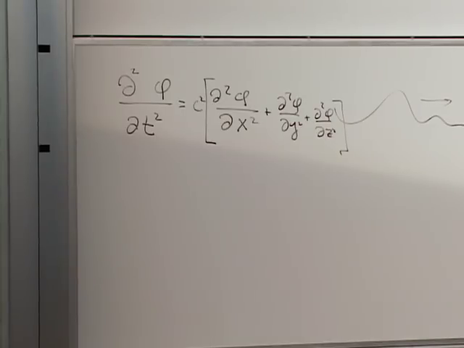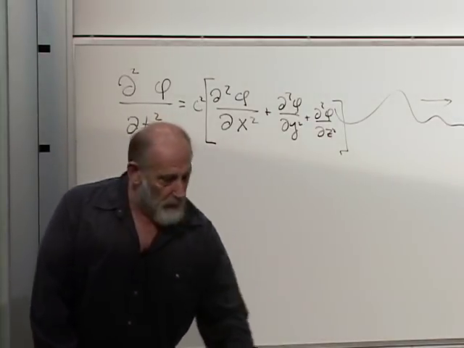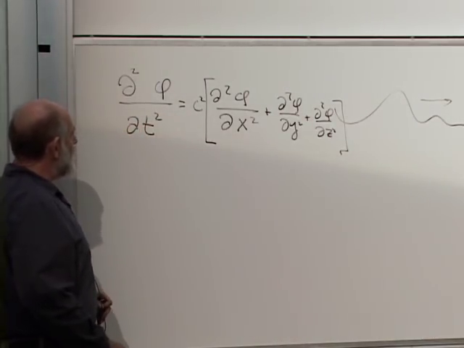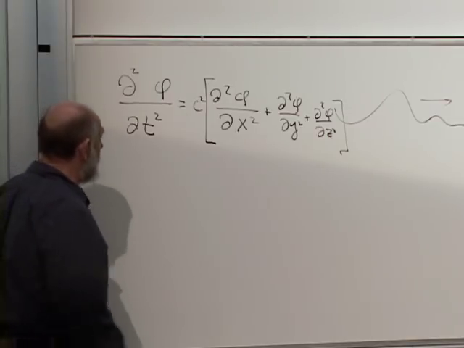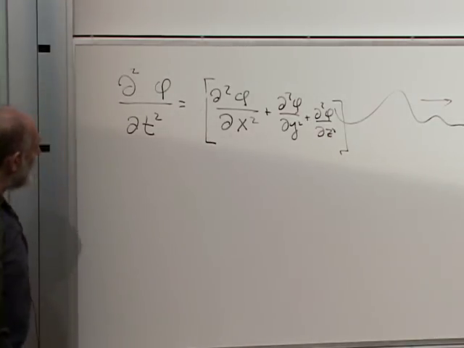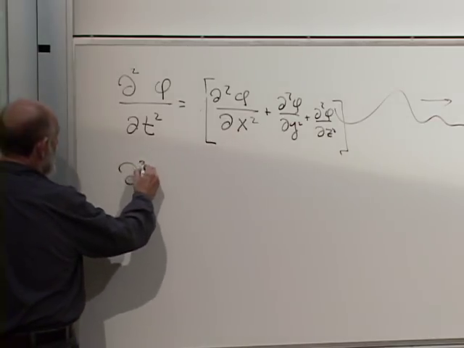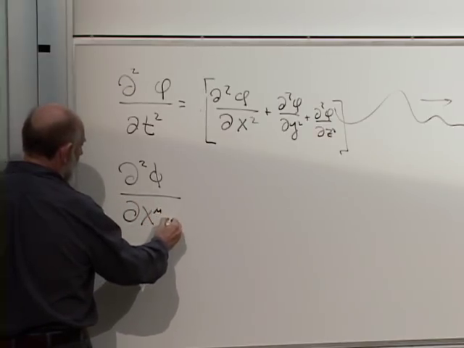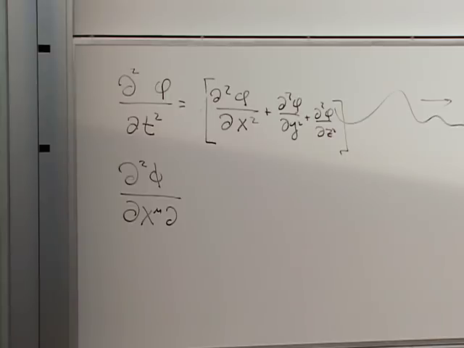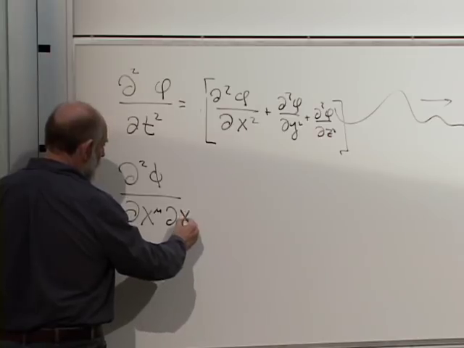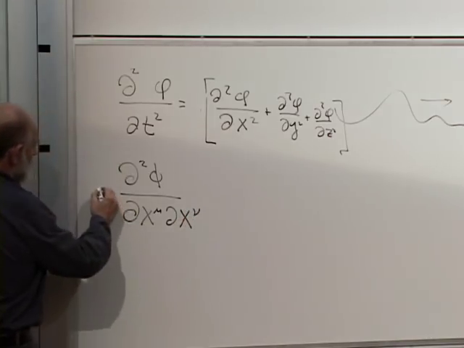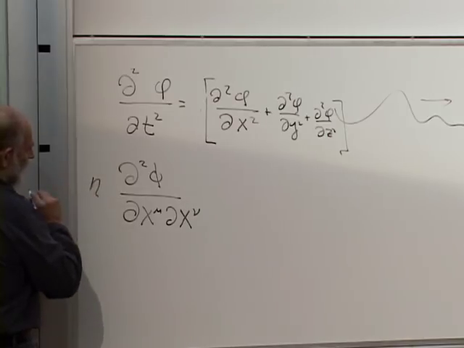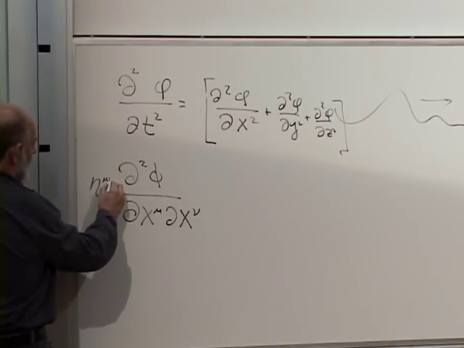If I set c equal to 1, let's set c equal to 1 so that we go back to our notation that we've become familiar with. We can then write this in the form: the second derivative of phi with respect to x mu, x nu, times eta mu nu, equals 0. Watch what I'm going to do.